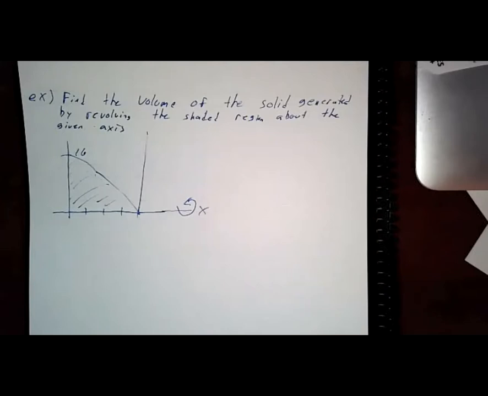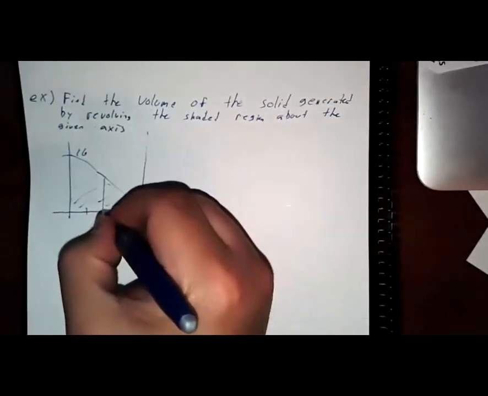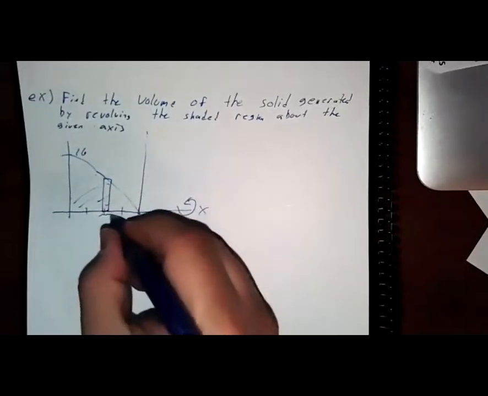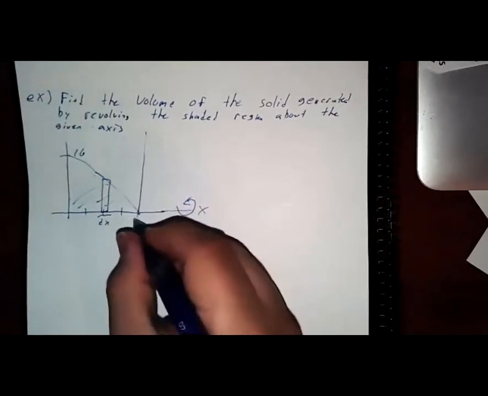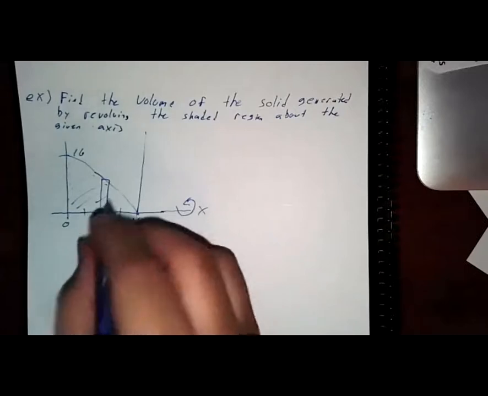Okay. It did not tell us to use any particular method. So you could do shell, you could do disk. It's whatever. But since slicing vertical is perfect, right, for dx, we have the range from 0 to 4. So why not use disk?